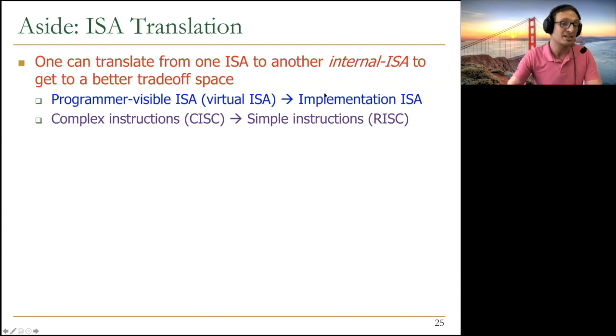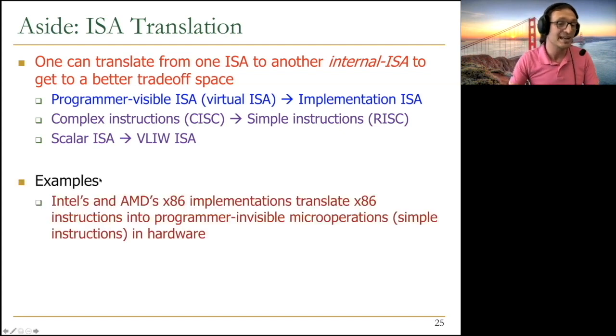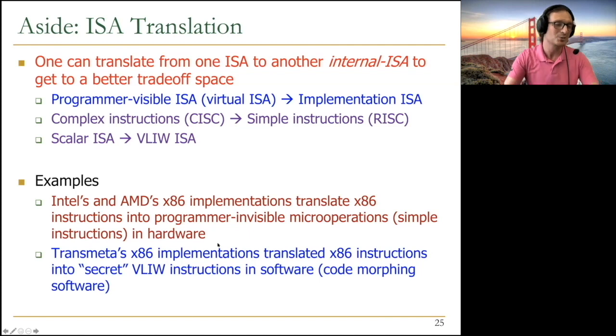So complex instructions, for example, can be mapped to simple instructions internally. x86 microarchitectures today do it. Or a scalar ISA can be mapped to a VLIW ISA internally. So there are multiple examples of this. Intel's and AMD's x86 processor implementations today translate x86 instructions into programmer-invisible microoperations or simple instructions in hardware. So that's hardware-based translation. And Transmeta's x86 implementation, which used to exist a while ago, basically translated x86 instructions into secret VLIW instructions in software.